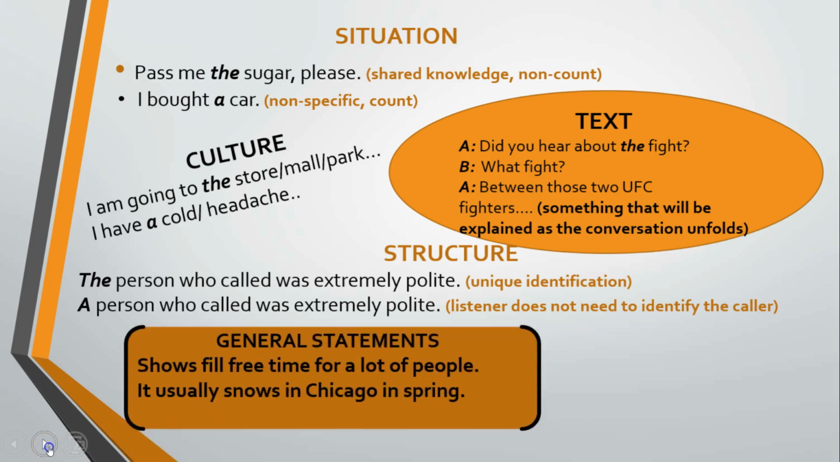Last but not least, we can use articles in general statements. Shows fill free time for a lot of people. You know, watching shows. We can omit the definite article the before the word shows. It usually snows in Chicago in spring or in the spring. We can also omit the definite article in this case as well. These are some examples how you can use articles situationally, within the culture, textually, within the structure, or by making general statements, in which case you omit the article altogether.